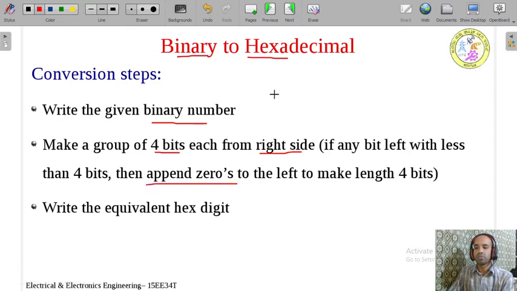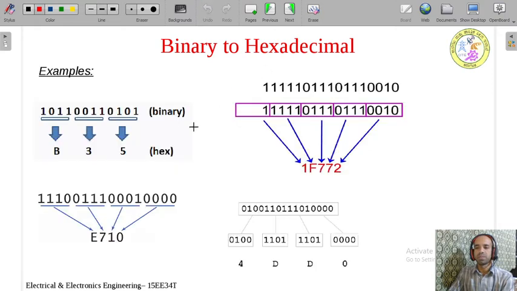Add the 0. Add the 0 means it is like joining the zeros. We call this appending. Append 0 so that the length should be equal to 4 bits. And then write the equivalent hex digit. So it is very easy to convert binary number into hexadecimal number system or the hexadecimal numbers. So we shall see with the examples.